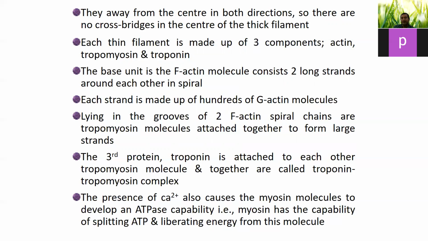Each thin filament is made up of three components: actin, tropomyosin and troponin. The base unit is the F-actin molecule, which consists of two long strands around each other in a spiral. Each strand is made up of hundreds of G-actin molecules. The G-actin molecules are essentially required for the action of skeletal muscle.